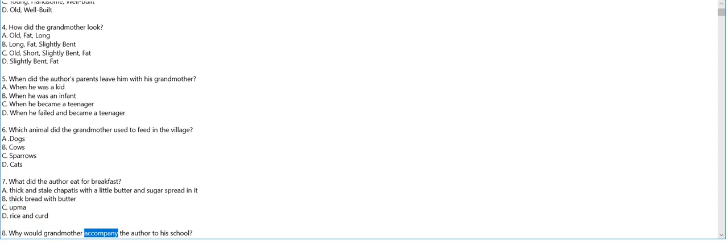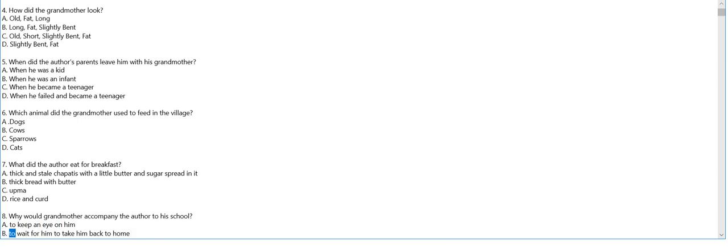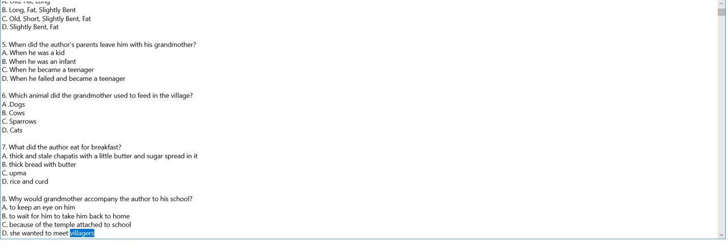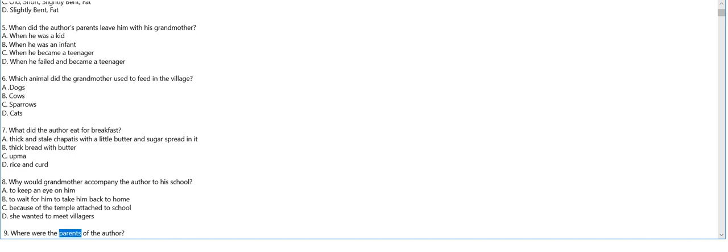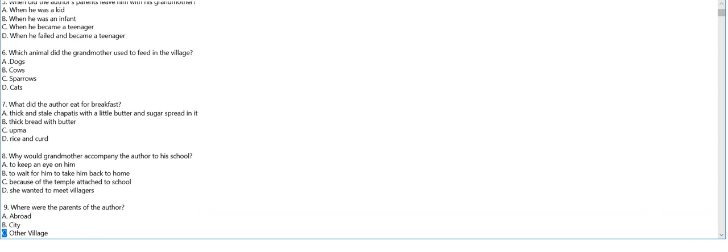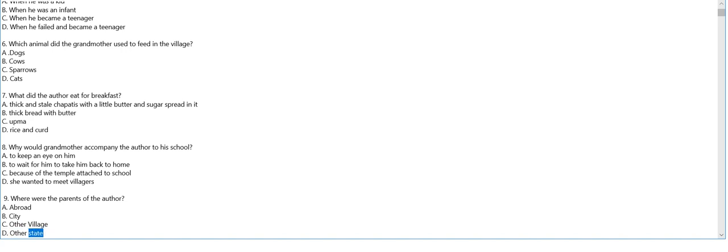8. Why would grandmother accompany the author to his school? A. To keep an eye on him. B. To wait for him to take him back to home. C. Because of the temple attached to school. D. She wanted to meet villagers. 9. Where were the parents of the author? A. Abroad. B. City. C. Other village. D. Other state.